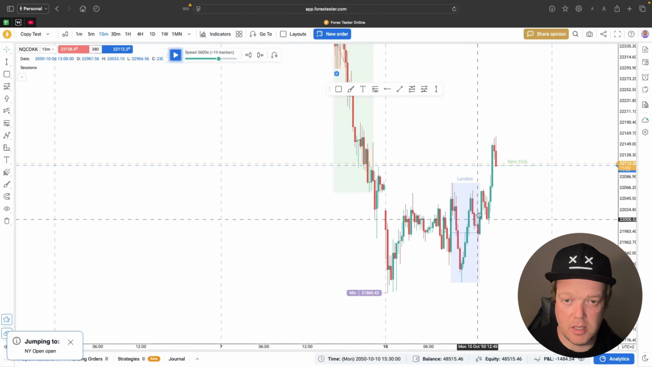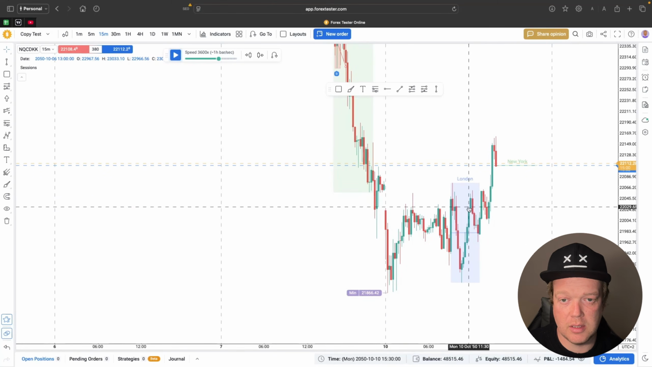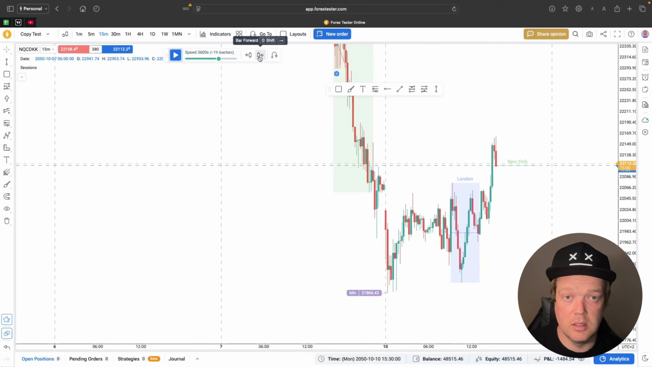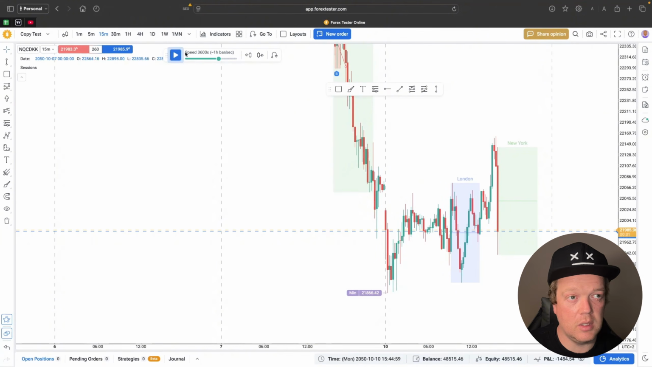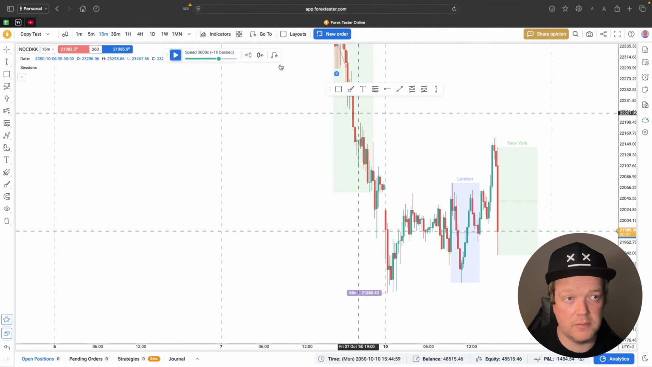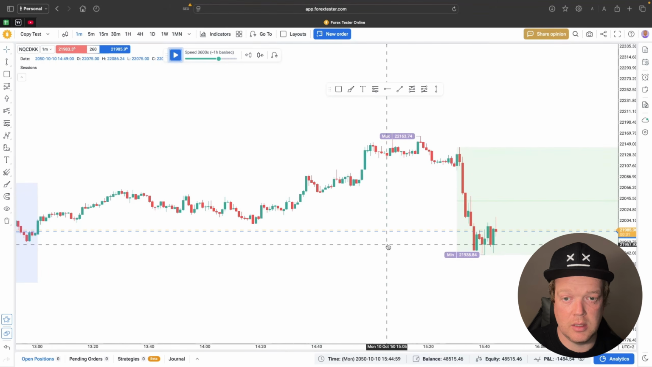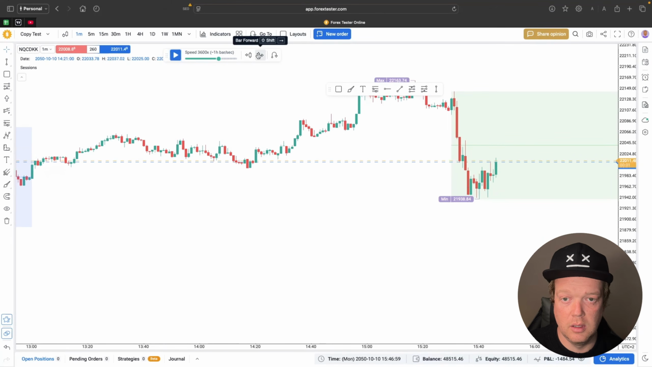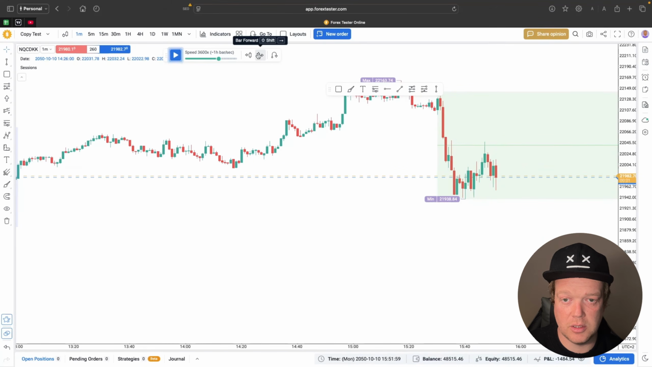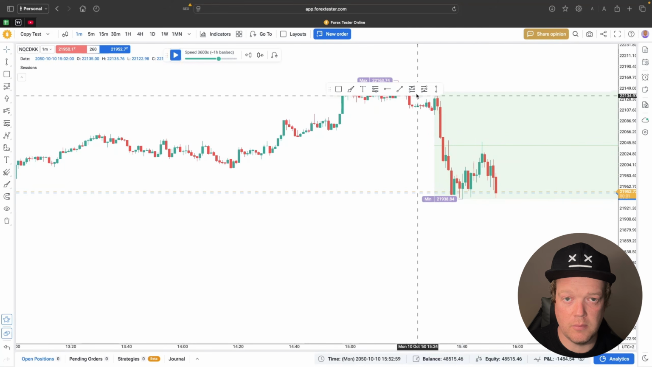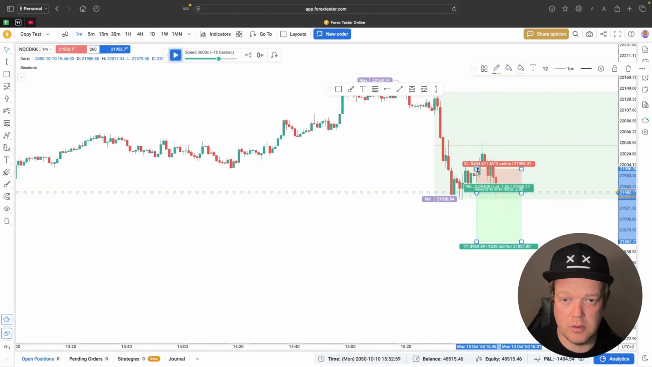All right. So where's price right over here? Price is currently above London. So we are waiting for a nice sell. First 15 minutes has passed. Let's go down. Let's wait for that break of structure. There we go. Let's enter our trade.